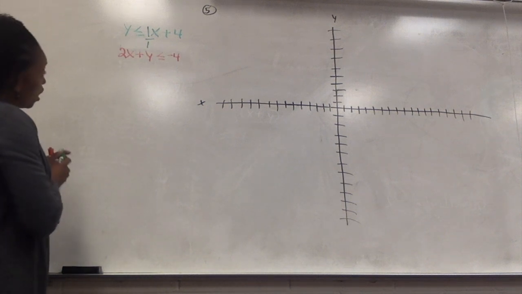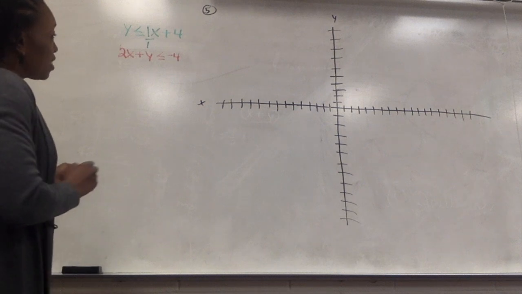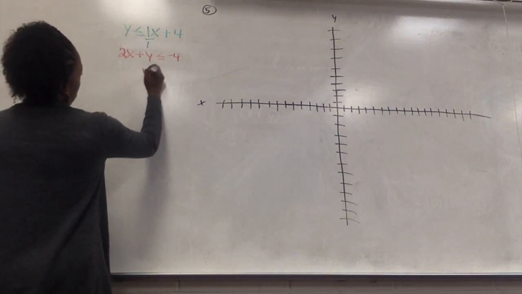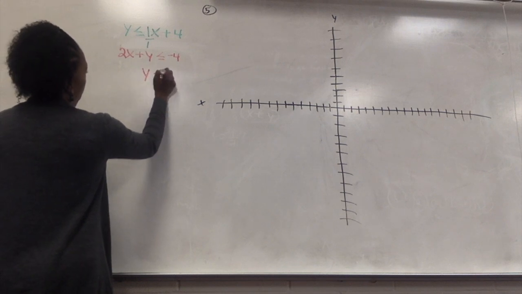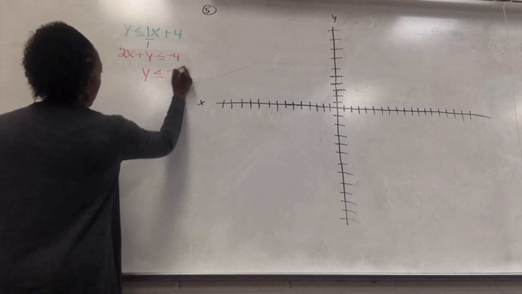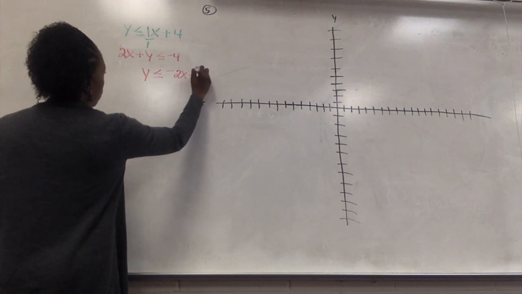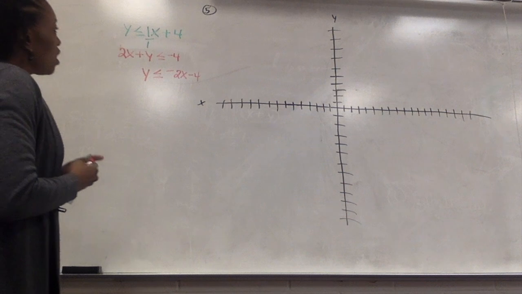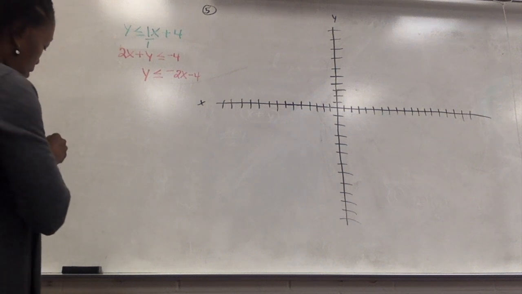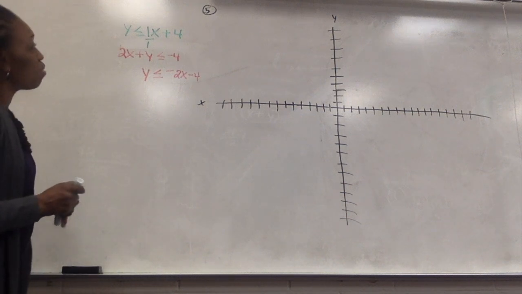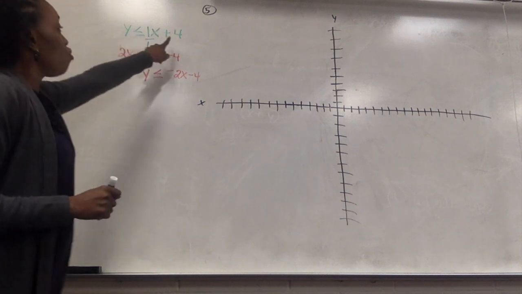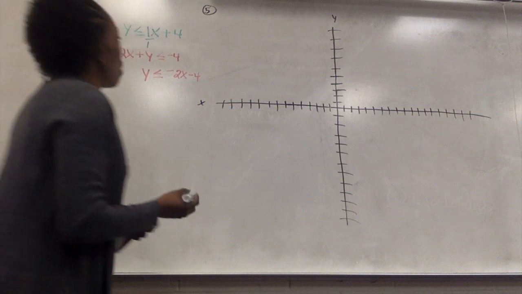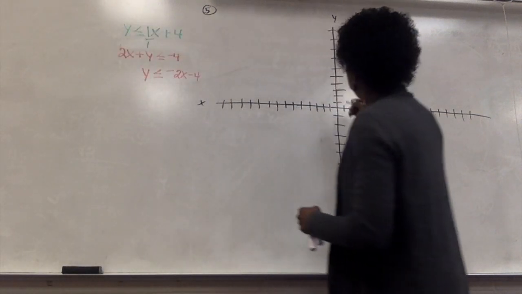Now, if I look at my inequality in red, I see that I need to subtract 2x on both sides. So when I subtract 2x on both sides, I end up with negative 2x minus 4. Now you want to keep it in slope-intercept form as well. Now I am ready to graph. So I'm going to start with my inequality in green. You always start with your intercept, which is on the y-axis. So I'm going to start at positive 4.